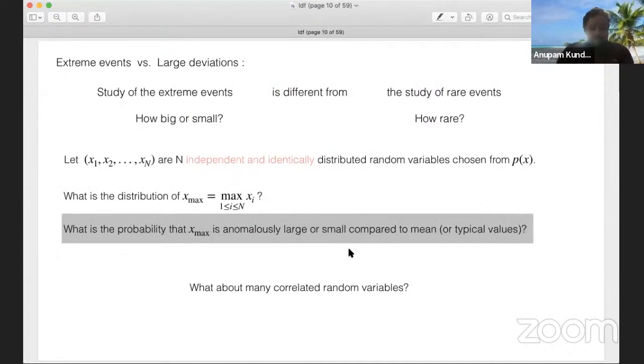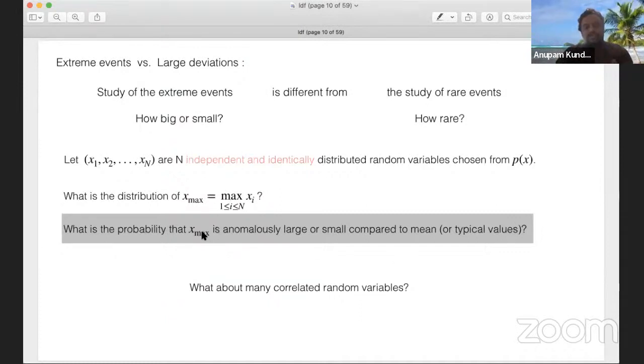Okay, so in this slide, let me emphasize that the study of extreme events is different from the study of rare events. The study of extreme events asks questions about how big or small, whereas this asks how rare. Let me explain this in the context of independent and identically distributed random variables. This question deals with the distribution of the maximum of these n variables, whereas this question deals with how anomalously large or small this x max, the maximum of these variables, is compared to the mean values.